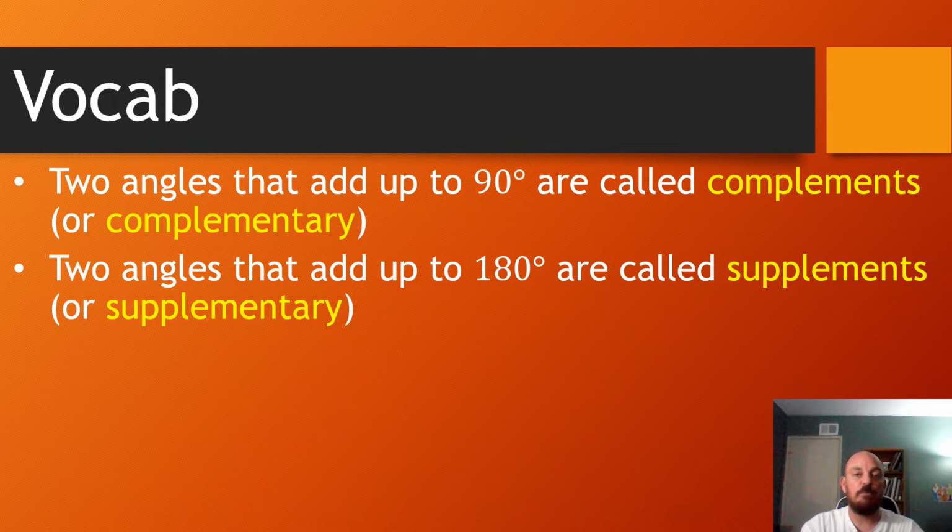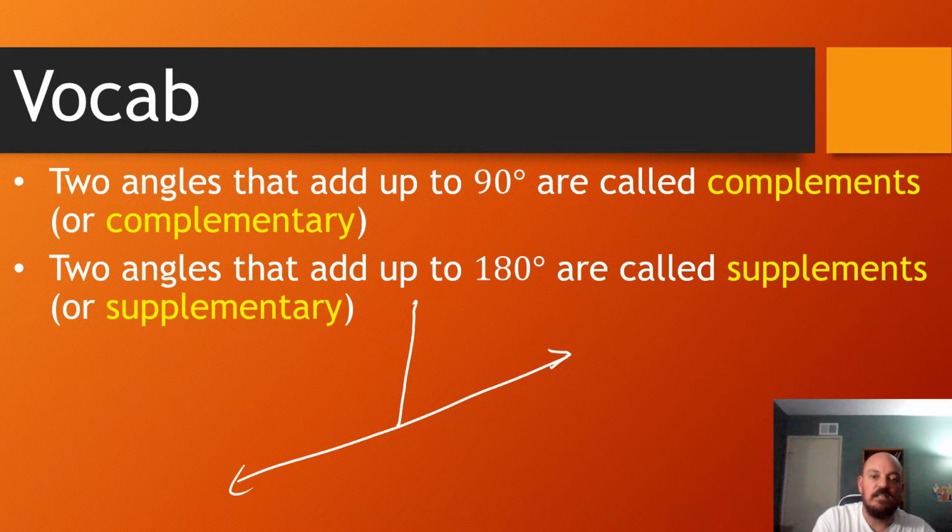So a good example, remember in yesterday's notes, in 11.1 part 2, I said this picture right here is called a linear pair. If I take a line and then I split it into two angles with a ray, that's called a linear pair. And I said they always add up to 180. Well, another way for me to say that is linear pairs are supplements, or linear pairs are supplementary. They add up to 180.